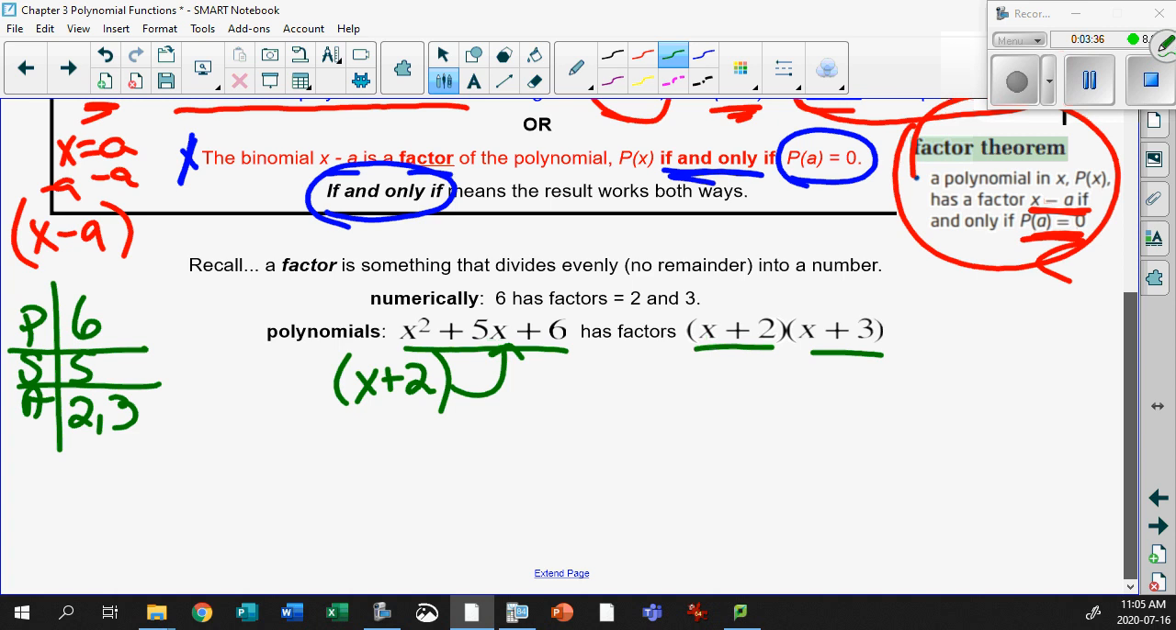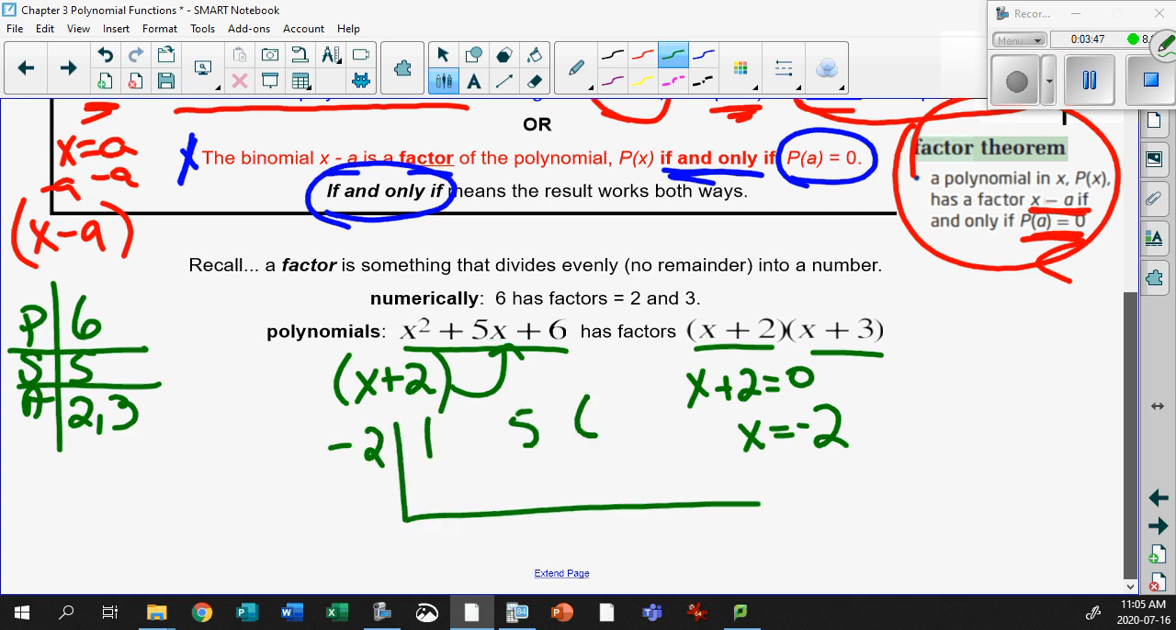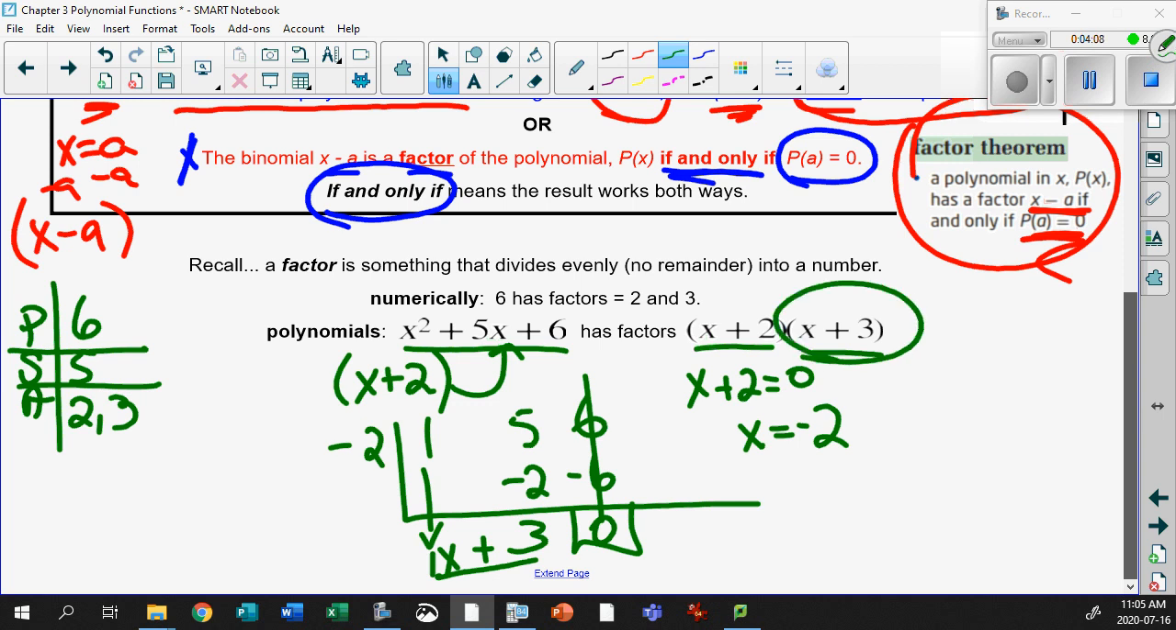Now, if you don't believe me, let's take x plus 2 and let it equal 0. You get x equals negative 2, and then let's synthetically divide this. Watch. There's 1, there's 5, there's 6. 1 comes down. 1 times negative 2 is negative 2. Add that together, that works out to be 3. 3 times negative 2 is negative 6. And look at that, lo and behold, you got a remainder of 0. And this is in the 1's position, that is in the x position. Your other factor is exactly what we determined.